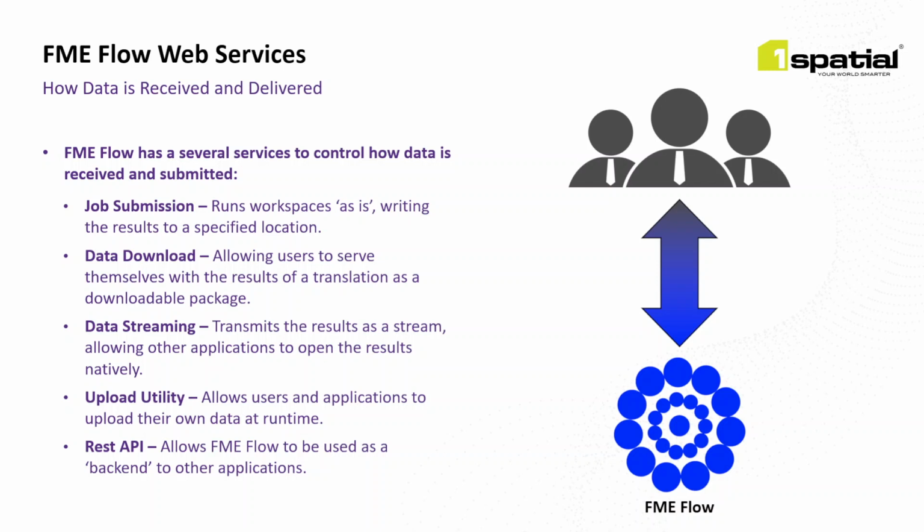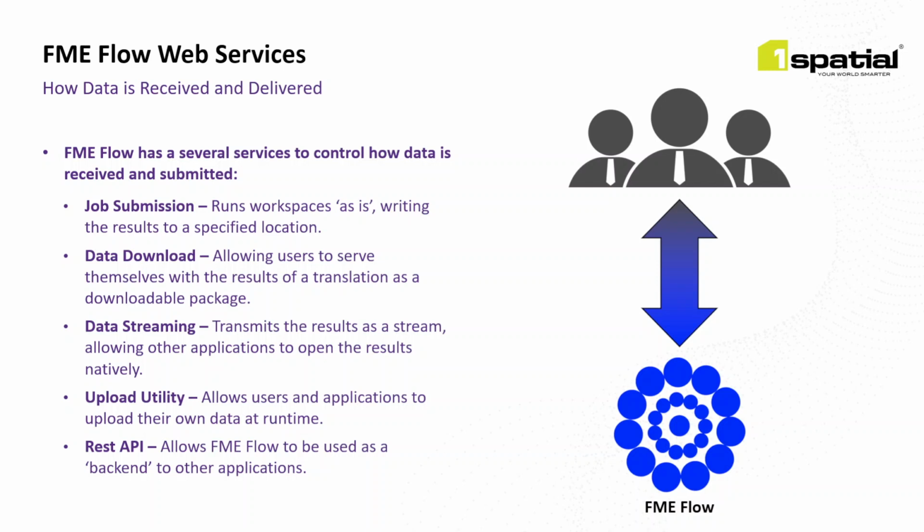The data streaming service that will transmit the results of the translation as a stream that allows other applications to open the results natively. The upload utility, which provides an option for users and applications to upload their own data at runtime when selecting their values for the user parameters of a workspace. And to quickly make mention of it, the REST API service that allows FME Flow to be used as a backend to other applications. For services like job submission, data download, and data streaming, it is very simply just a case of ticking a particular box for each of these, and FME Flow will do the rest for you. No need to change anything, making it very simple.